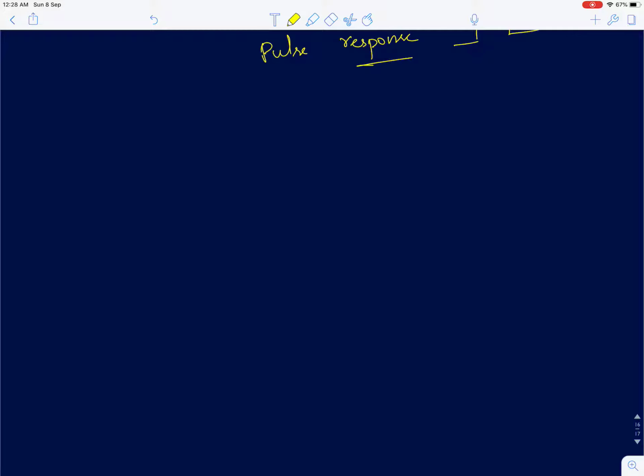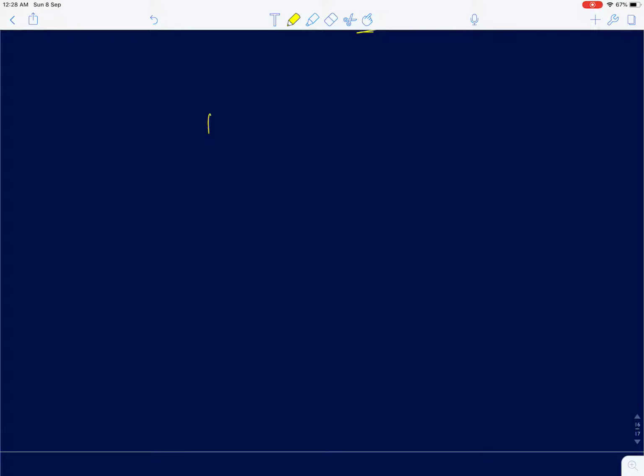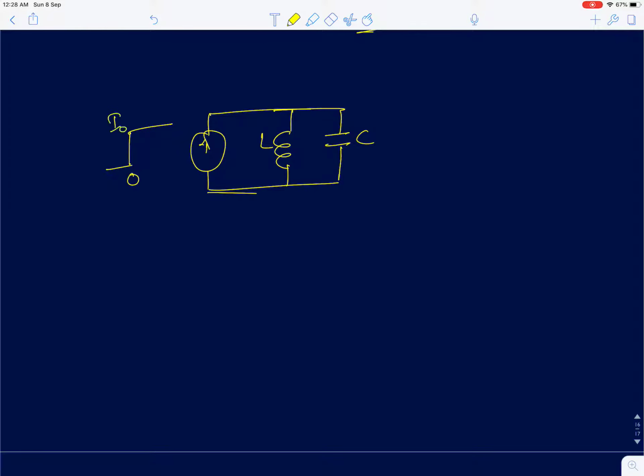So I'll first start with the parallel LC circuit. In a parallel LC circuit, you have a step current which is being applied, and we are interested in finding out the voltage across the tank or the LC circuit. So first I'll try to solve this problem mathematically, and then I'll try to give intuitions as to why those equations make sense.